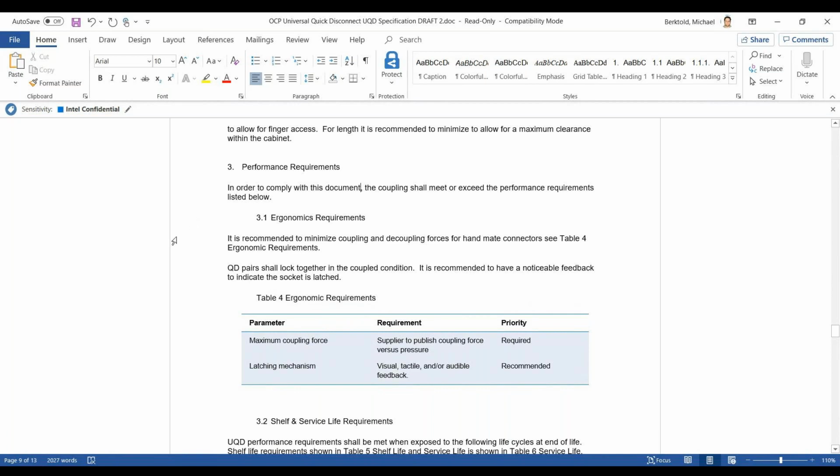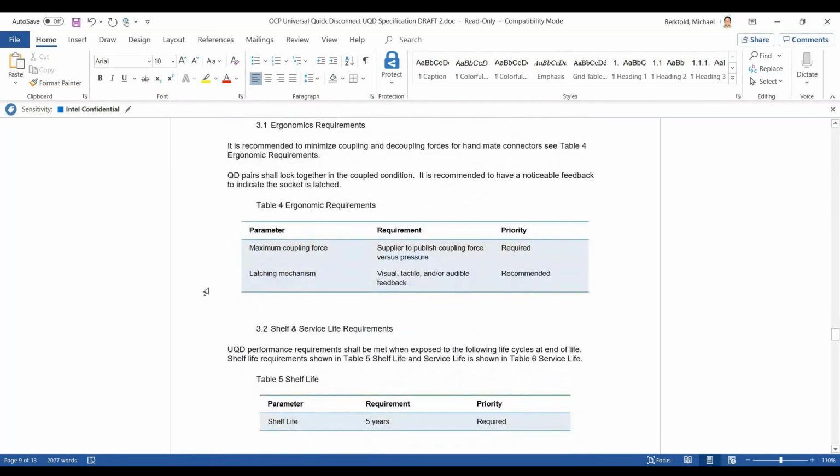Section 3.1, the ergonomic requirements. It's recommended to minimize coupling and decoupling forces for handmade connectors. See Table 4, ergo requirements. QD pairs shall lock together, and in the coupled condition it's recommended to have noticeable feedback to indicate the socket is latched. The parameters I am showing here are max coupling force. So what I'm asking for is the suppliers to publish the coupling force versus pressure. And for the latching mechanisms itself, it's recommended that they have some sort of visual, tactile, or audible feedback when the parts lock together.